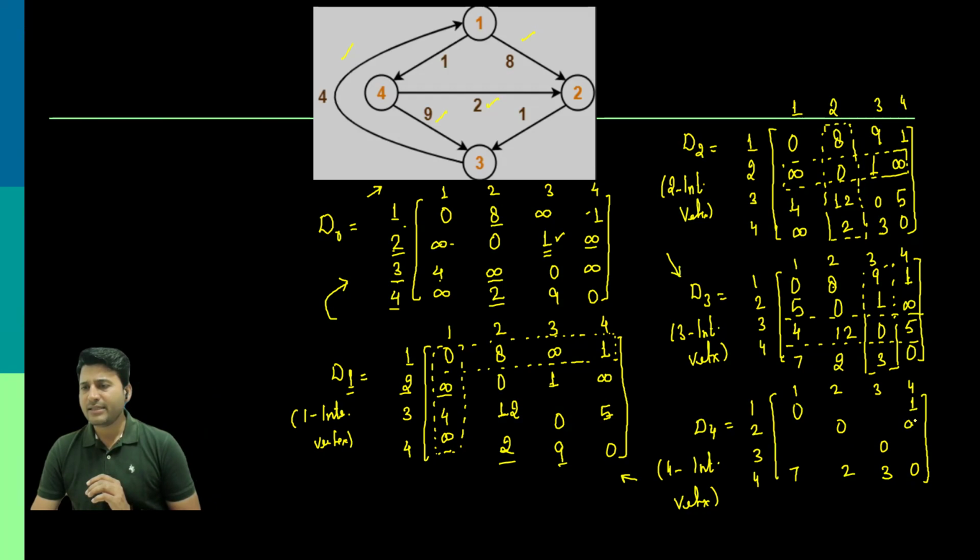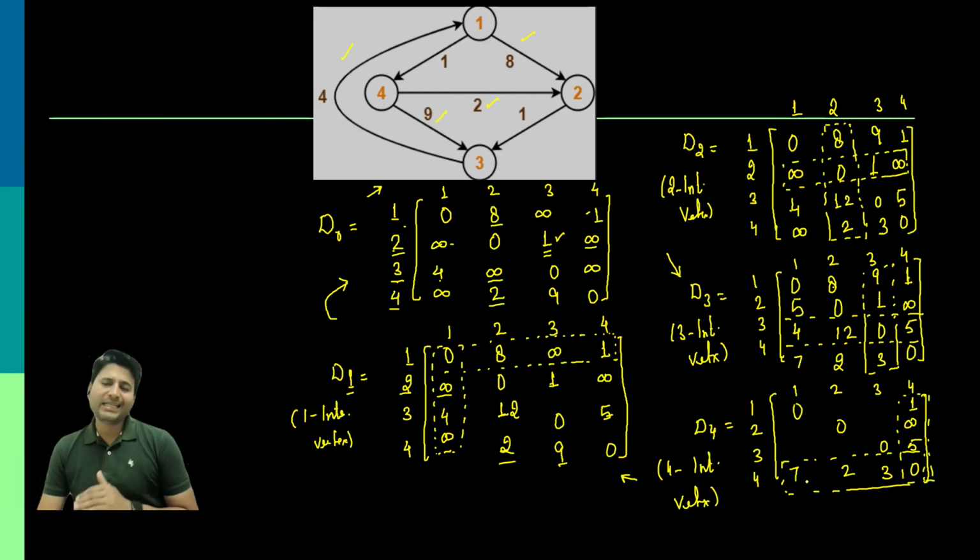This is 1, this is infinite, this is 5. So your D4 has the fourth row and fourth column where the fourth vertex is already included, so they are directly taken from the D3 matrix. Understood? Now let us find the entries.